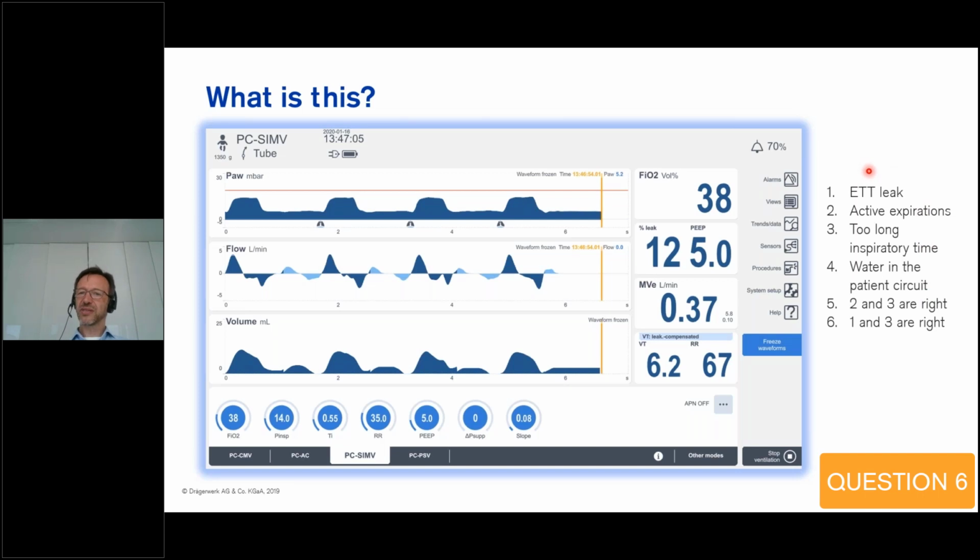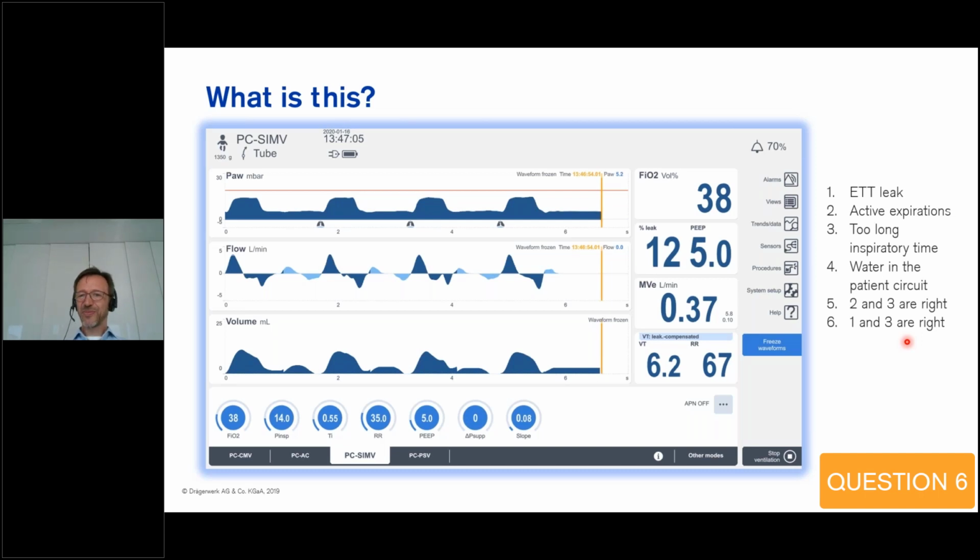Number 1, it's an ET tube leak. Number 2, it's an active expiration. Number 3, it's a too long inspiratory time. Number 4, there's water in the patient circuit. Number 5, numbers 2 and 3 are right. And number 6, numbers 1 and 3 are right. So now it gets a little bit more complicated, but I'm sure you will make this as well.